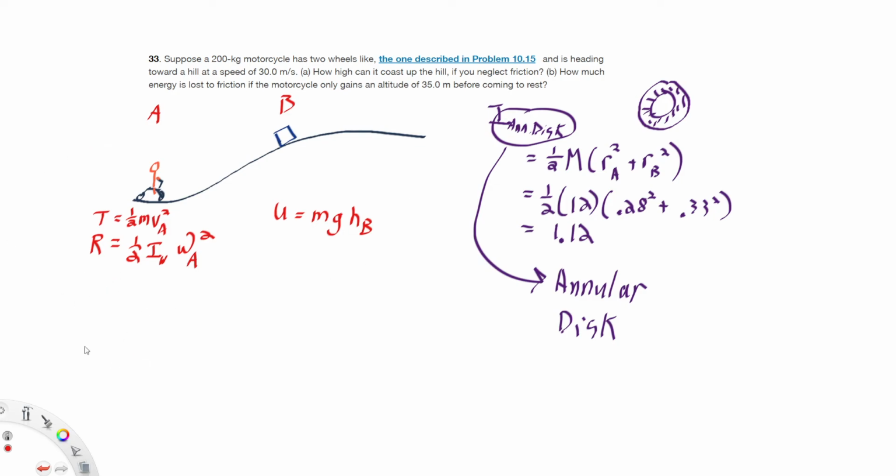So now we can do some conservation of energy, right? No external forces between A and B, so the energy at A should equal the energy at B. So we have 1/2 m v_A squared plus 1/2 I omega_A squared equals m g h_B.